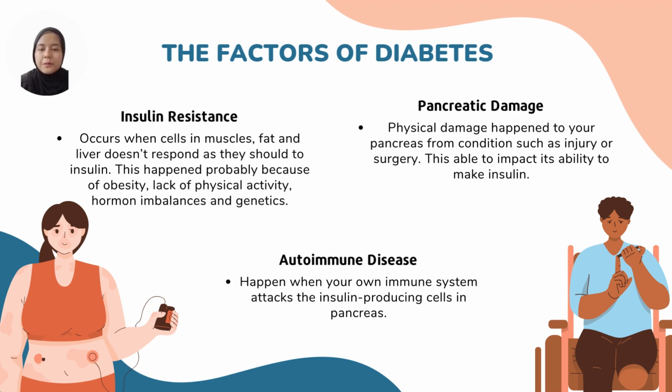The second one is pancreatic damage. It is physical damage to your pancreas from conditions such as injury and surgery. This is able to impact its ability to make insulin. And the last one is autoimmune disease. It happens when your own immune system attacks the insulin-producing cells in the pancreas.